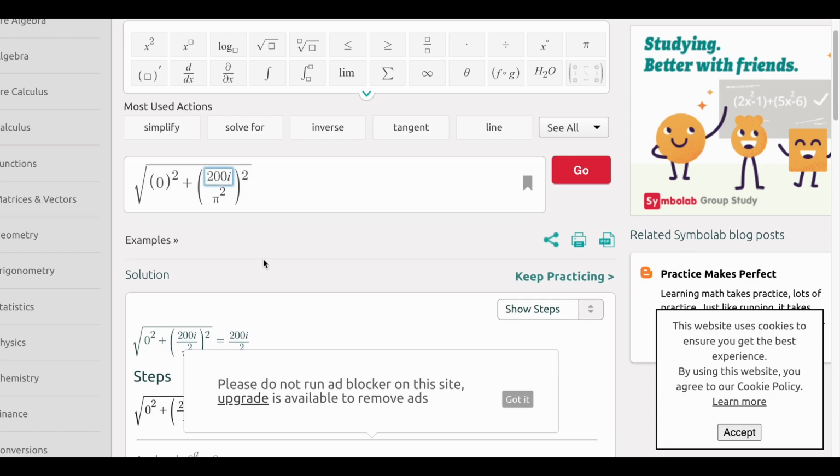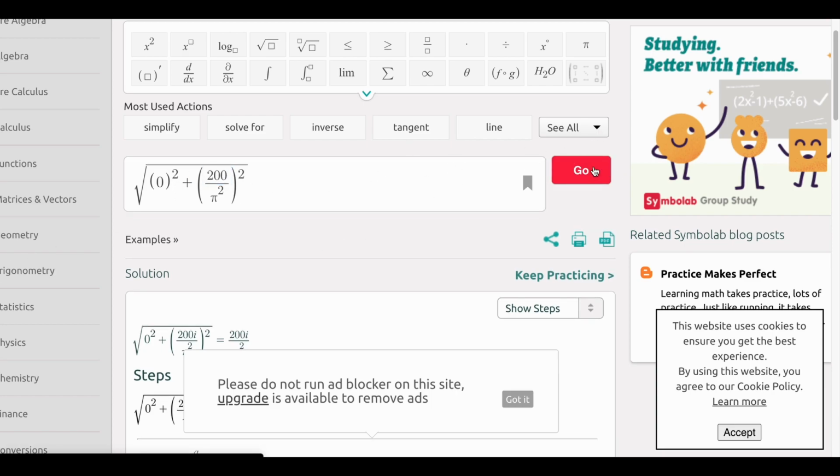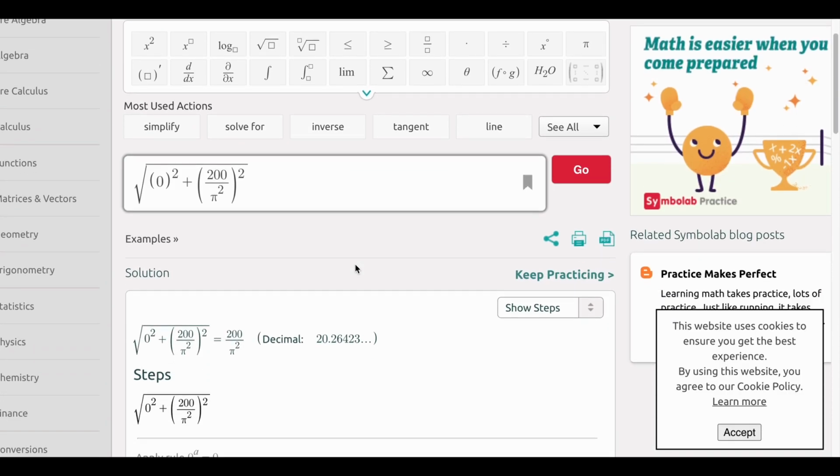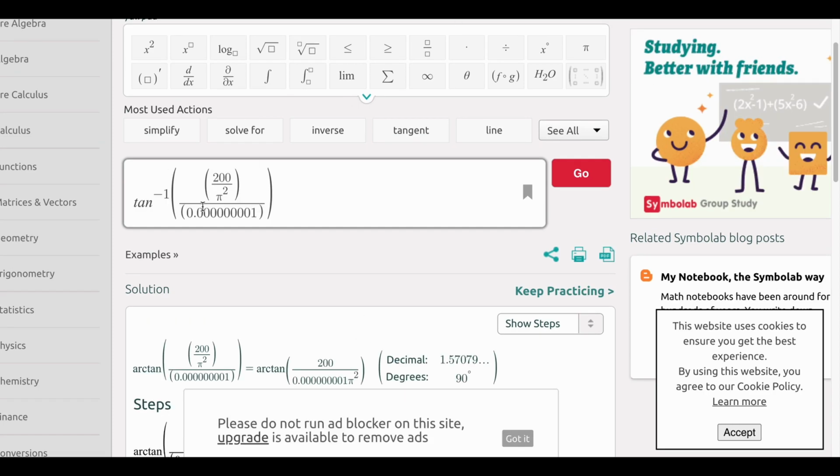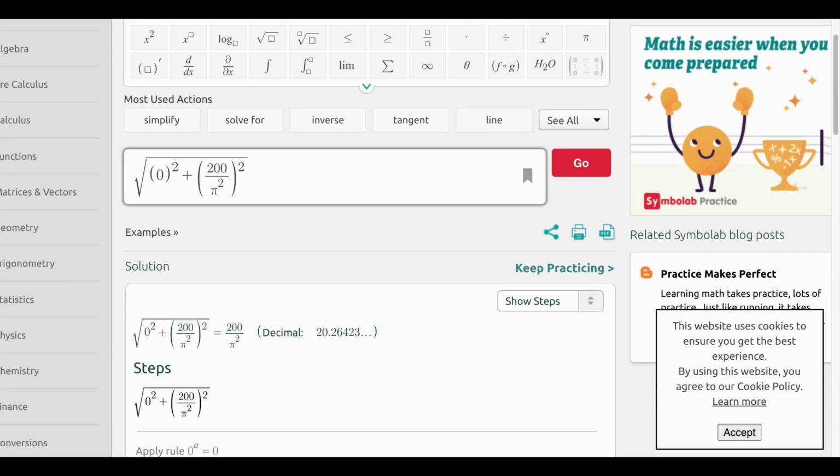Oh, by the way, we should not include the imaginary number in here. We don't need the imaginary number, just the value in front of it. And this is going to give us this other decimal, 20.26423.